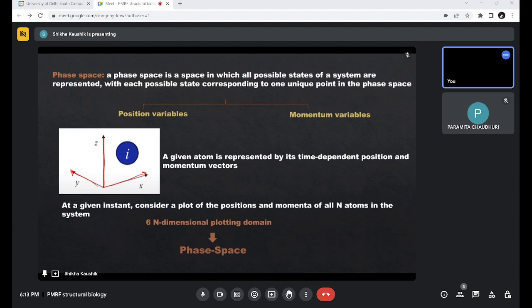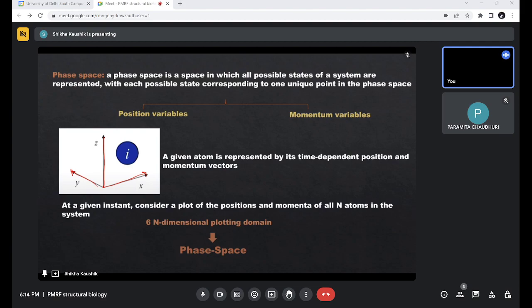All these aspects are applied with the help of phase space to understand the six n-dimensional plotting domain. Basically, it gives you the position and momentum of all the atoms that are present. Right now we are talking about one atom, with some position and some momentum involved. Now try to understand that there are n atoms present in that system, and you have to consider all the atoms and their respective position and momentum aspects. That is what gives you a phase space.